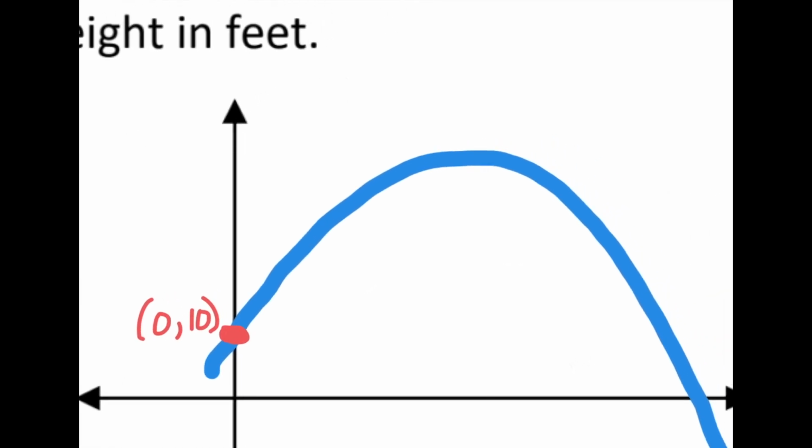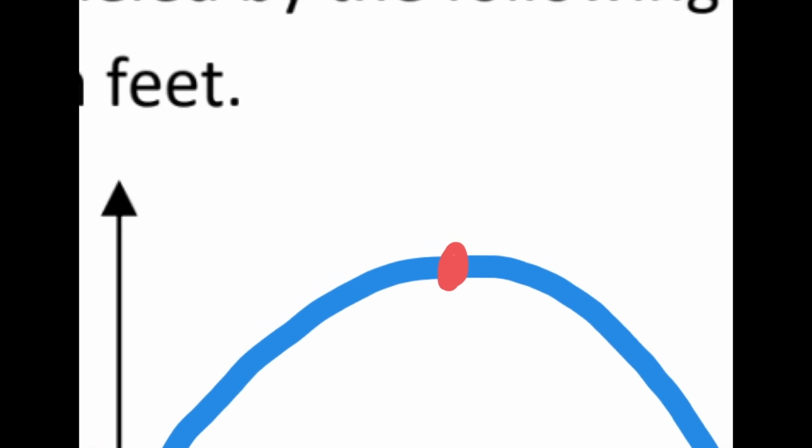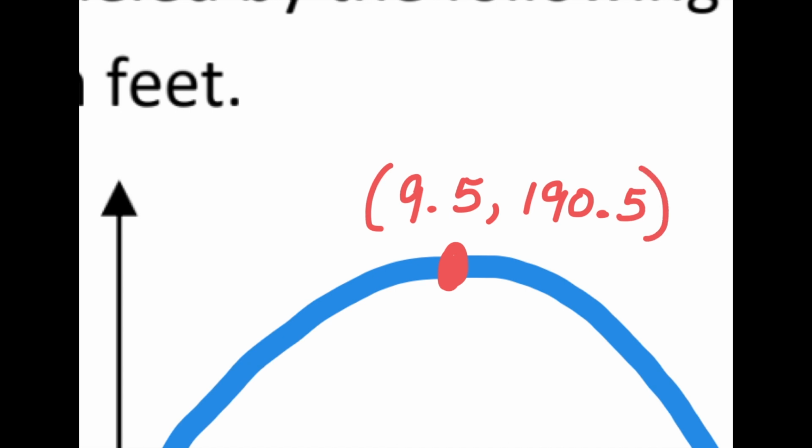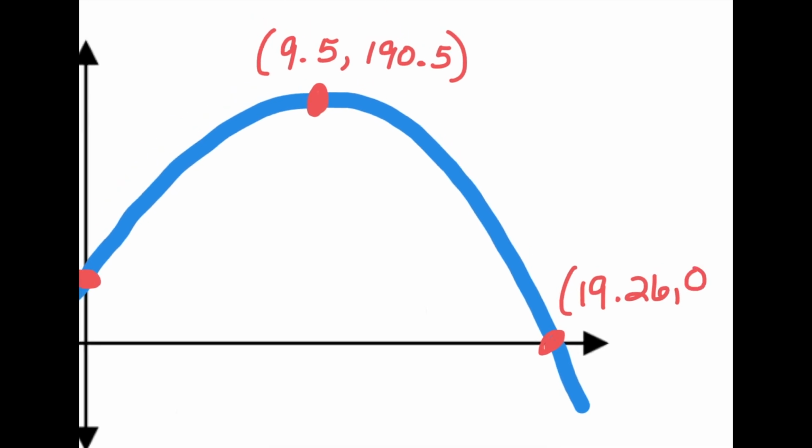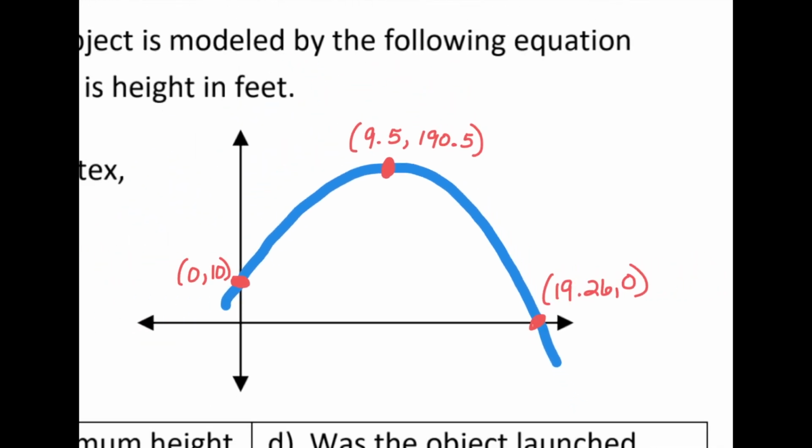I'm going to say that the maximum, and again, give me about 2 decimal places if there are 2, so here the x value is 9.5, the y value is 190.5. And then the x-intercept over here is (19.26, 0). And so your graph for now is going to look more or less like this.